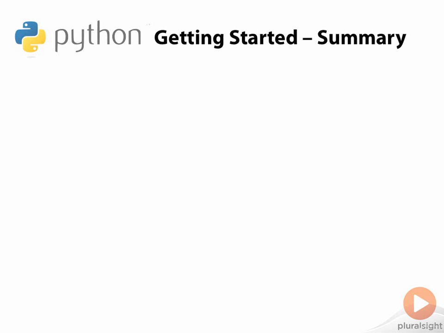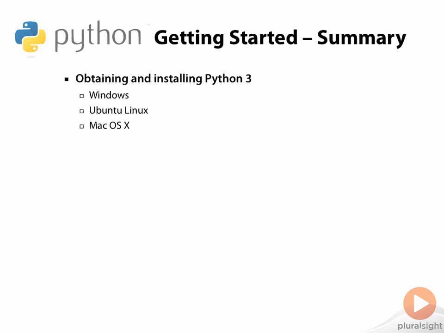We've covered a lot of ground in this Getting Started module. Let's summarize what we've seen. We started by obtaining and installing Python 3 for Windows, Ubuntu Linux and Mac OS X. We then looked at the read eval print loop, or REPL, and how it allows us to interactively explore Python code.